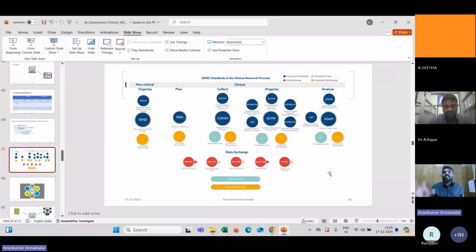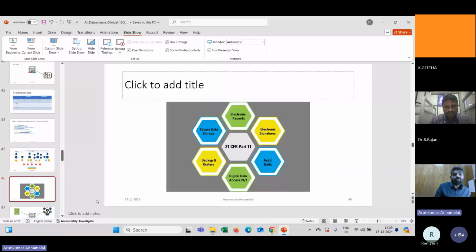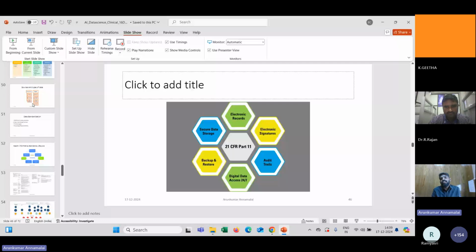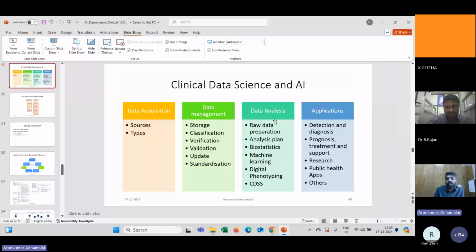So you have clinical data standards, and also you have IT standards and other compliance standards. Then you also have 21 CFR Part 11 compliance, and then the data analysis steps: you have the raw data preparation. This is a very common thing if you are a data scientist, all these are regular things, where you prepare the data, process the data, come up with an analysis plan, draft a statistical analysis plan, and finally build a machine learning model.